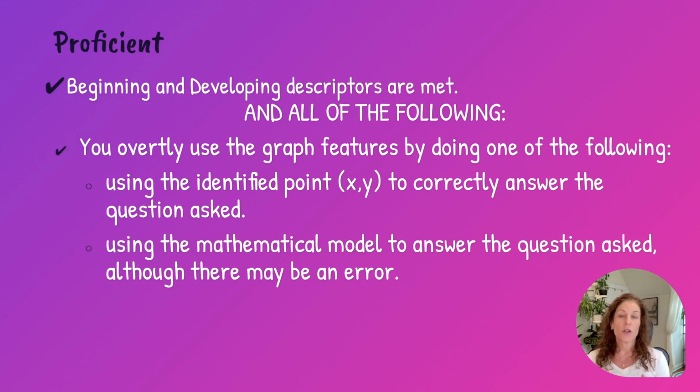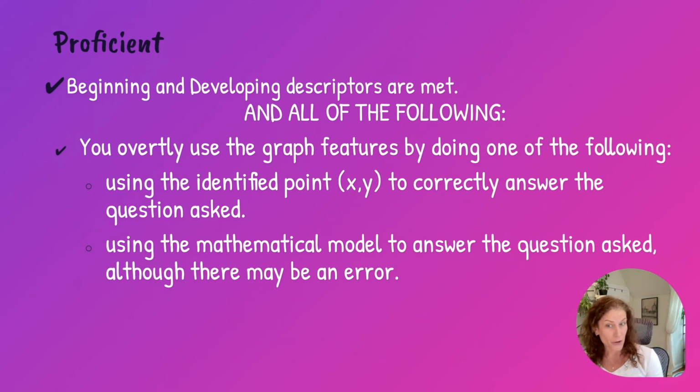For proficient, you're going to overtly use those. That means you're going to the graph, you're picking a point, you're labeling it X, Y, right? You're actually putting the numbers in, and you're going to communicate, here's what I'm using. Please make sure when you're picking a coordinate point that you're picking a point on the trend line. Remember, these are best fit lines, so a data point may be off the trend line. You cannot use that. The data point you choose must be on the trend line.